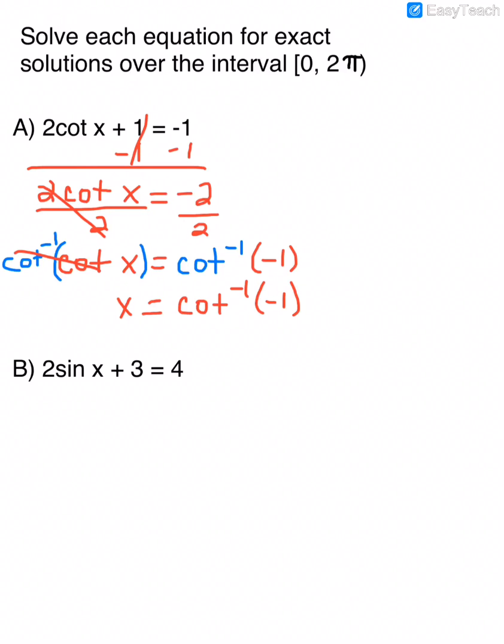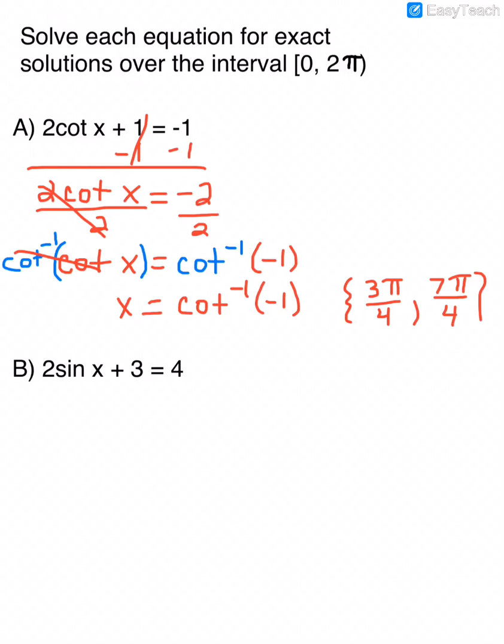So now I need to state which angles have a cotangent value of negative 1 between the interval from 0 to 2 pi. And those would be 3 pi over 4 and 7 pi over 4. So the angles in radians whose cotangent are negative 1 between 0 and 2 pi are 3 pi over 4 and 7 pi over 4.